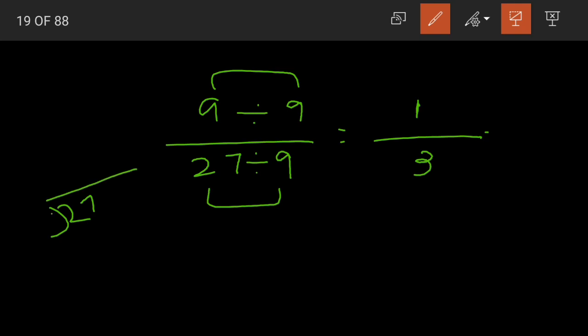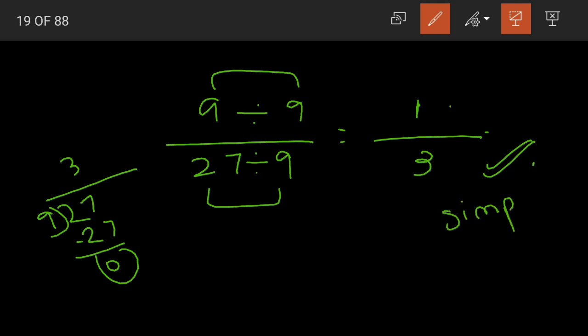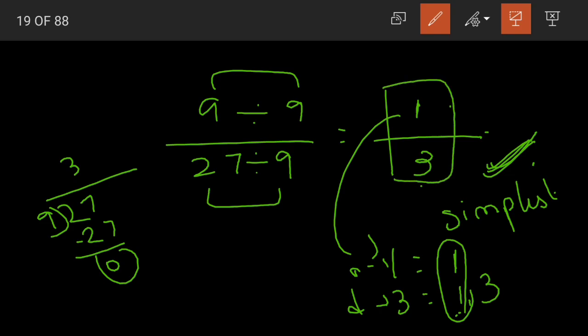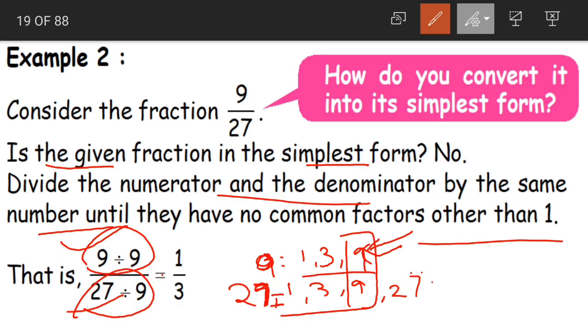See, 27 divided by 9. 9 threes are 27. When we subtract, 0 is our remainder. So, our new fraction is 1 by 3. Now, let us check whether it is in the simplest form or not. The factors of 1 are 1 and the factors of 3 are 1 and 3. Yes, both the numerator 1 and our denominator 3 share the common factor 1. They only have 1 as the common factor. So, yes, our fraction 1 by 3 is in the simplest form.